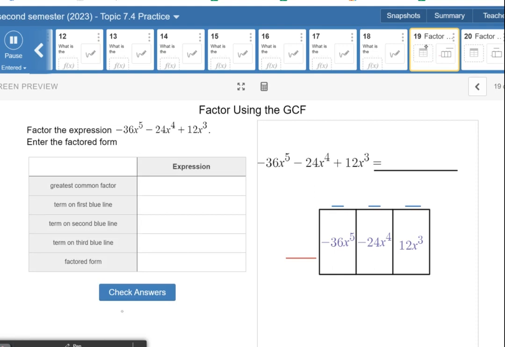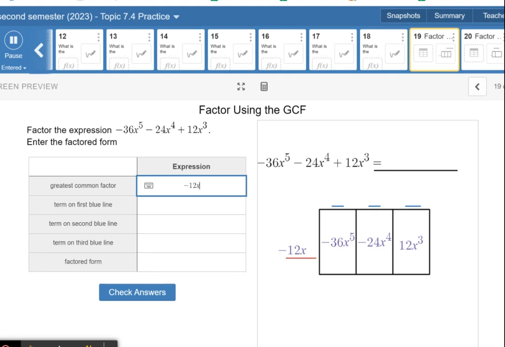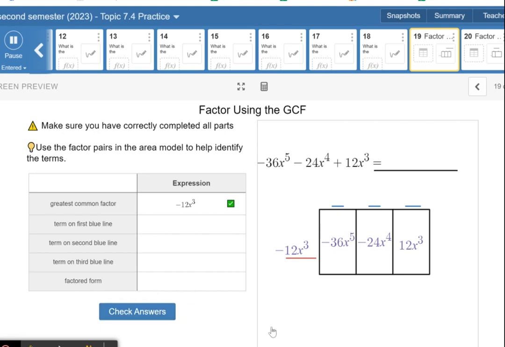So what I recommend doing on your paper is writing down the trinomial given, but in fact it's negative 12. And then x to the 5th, x to the 4th, x to the 3rd, you have x to the 3rd. You can check your answers as you go. So then once you divide out negative 12x to the 3rd on each part, then you want to actually divide like we've done.